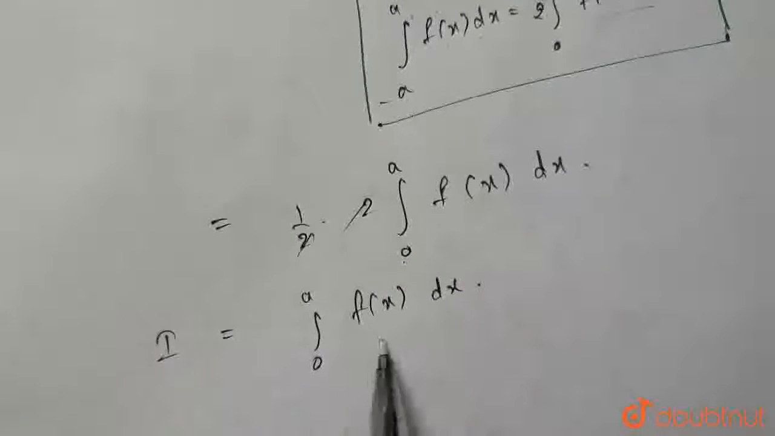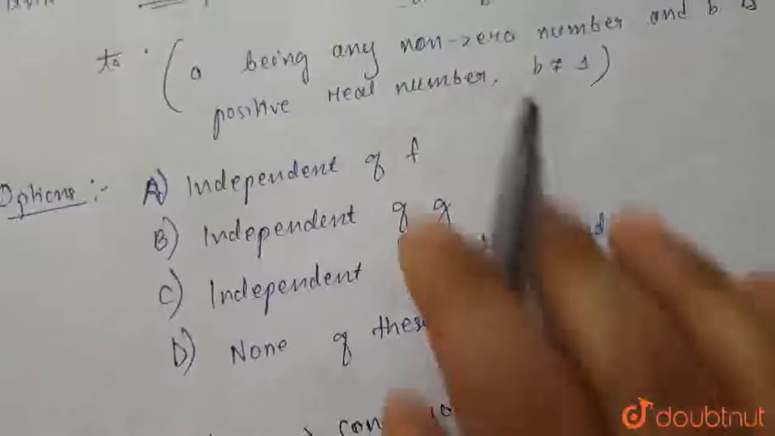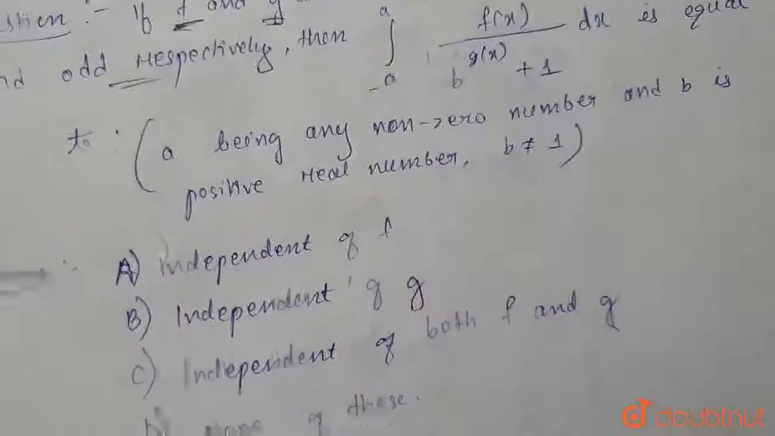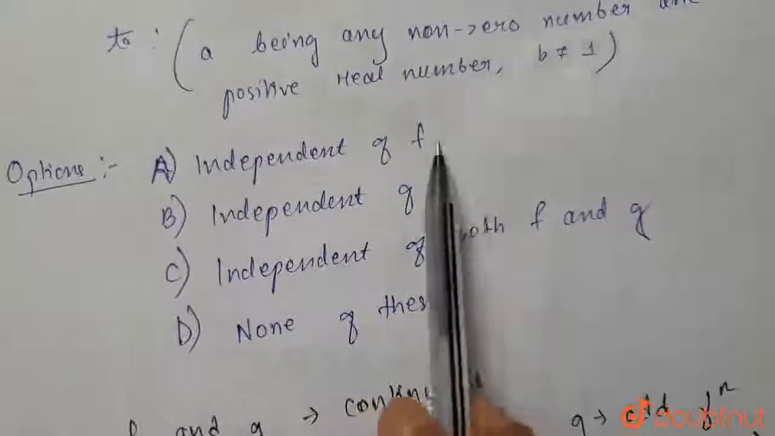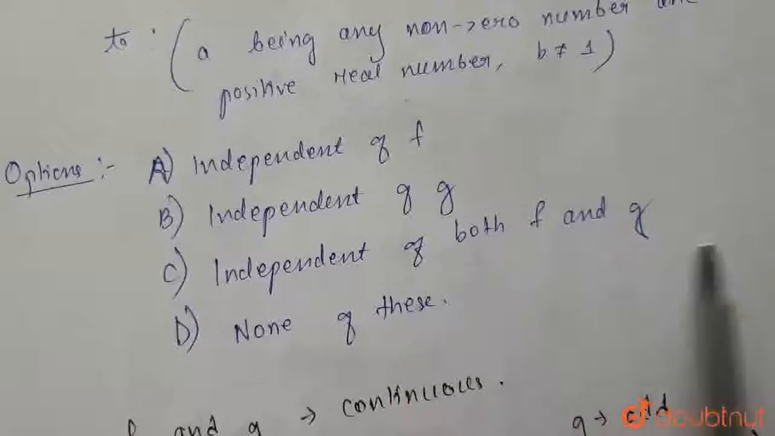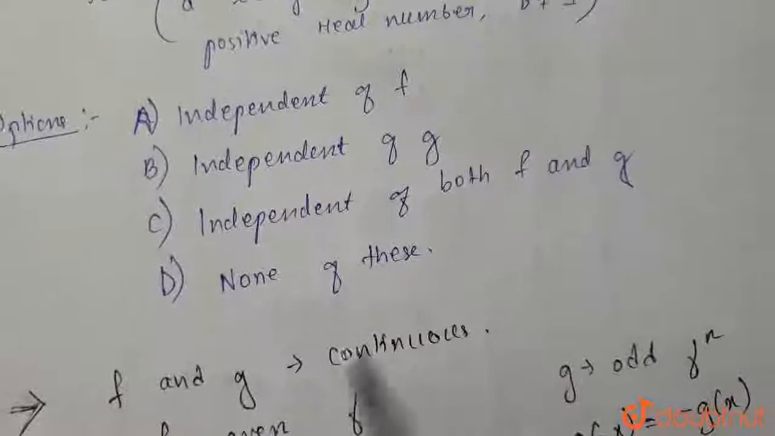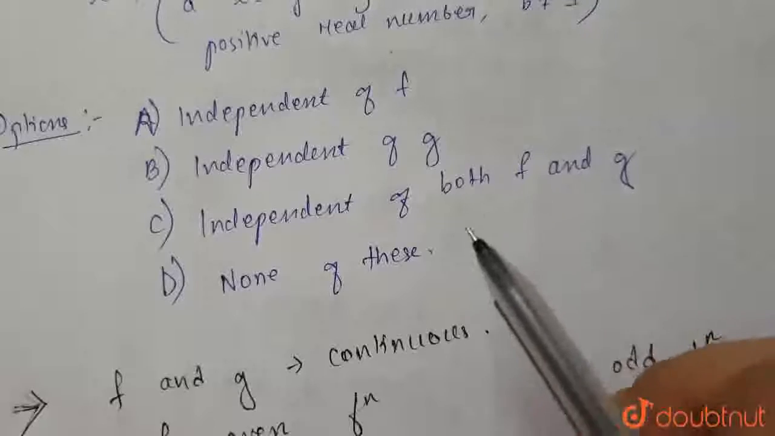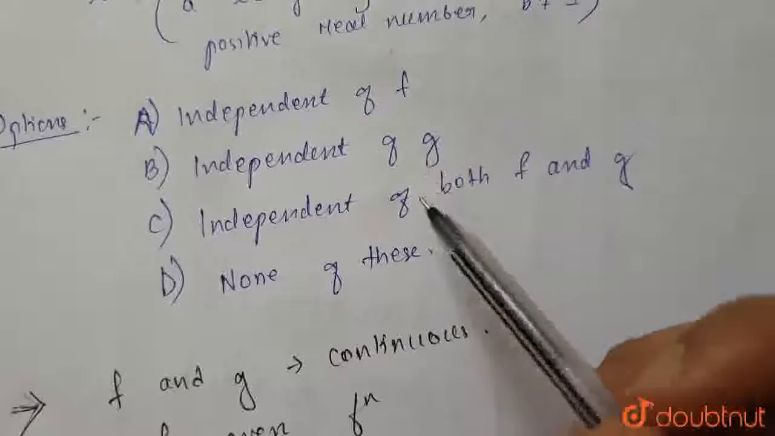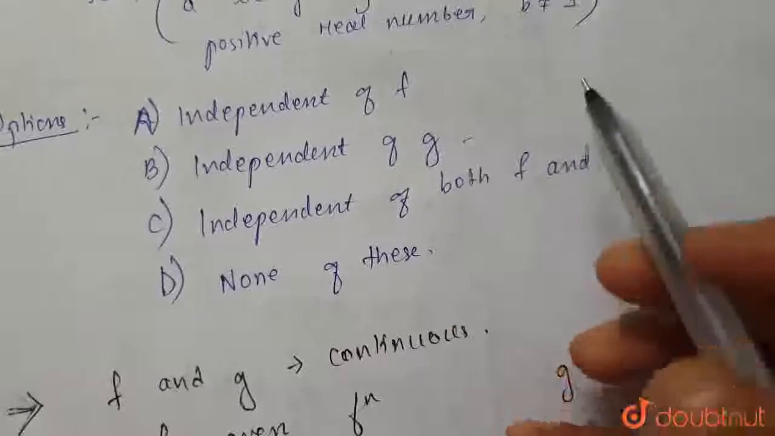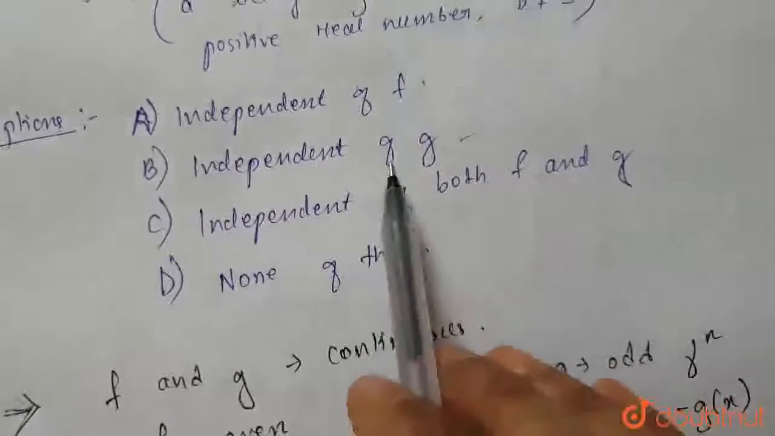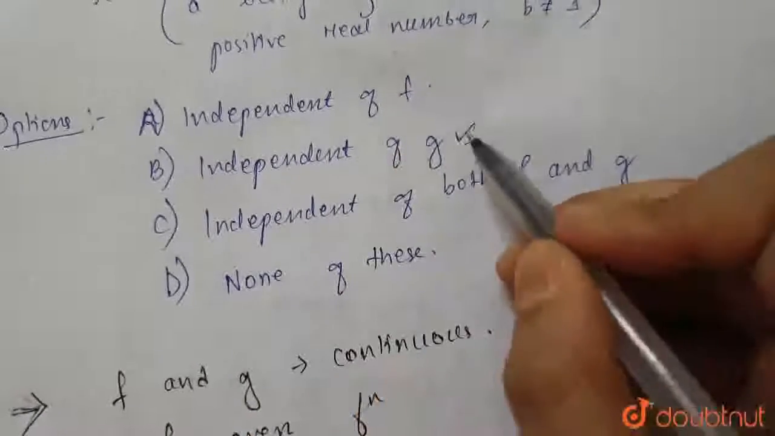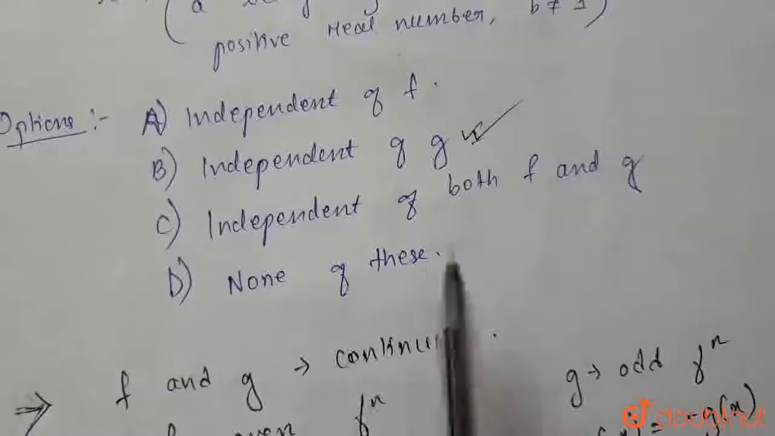Now it will be f of a minus f of 0, but in the question we were asked what this is equal to, and according to the options we have to find whether or not it is dependent on or independent of f and g. So from the solution we get that I equals the integral from 0 to a of f(x) dx. So there is no g in the solution, so option A is wrong. Option B, independent of g, is the correct answer. So this is our solution.